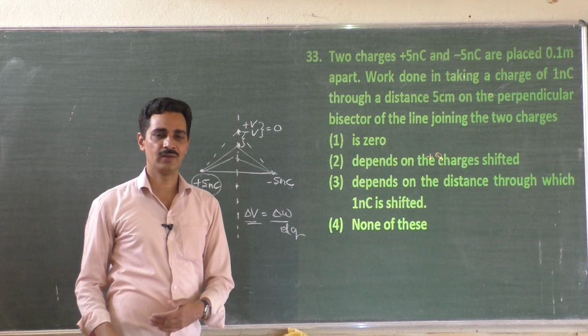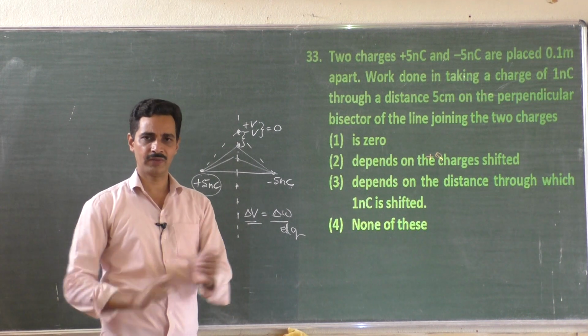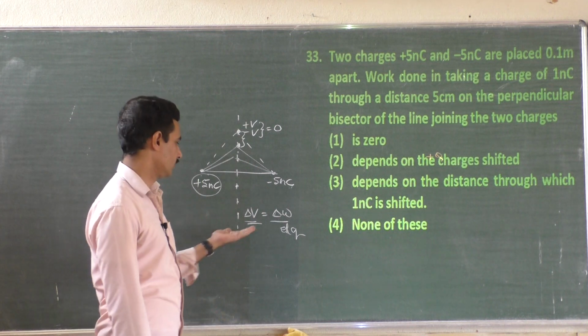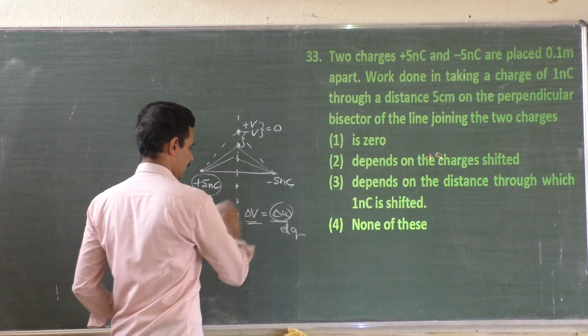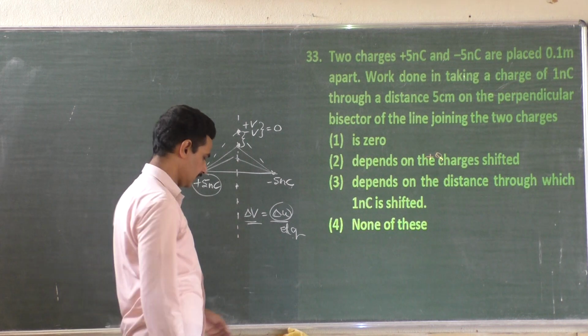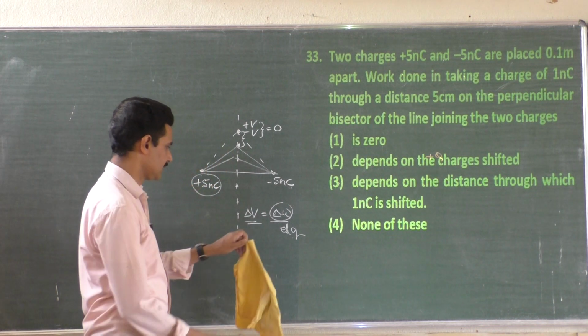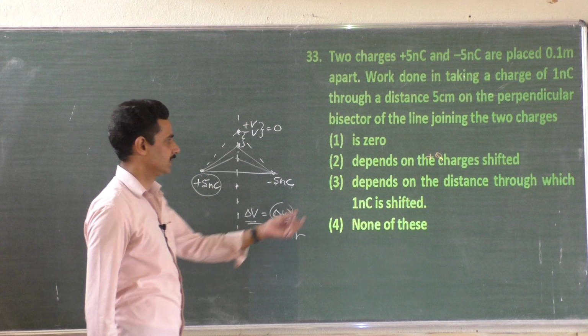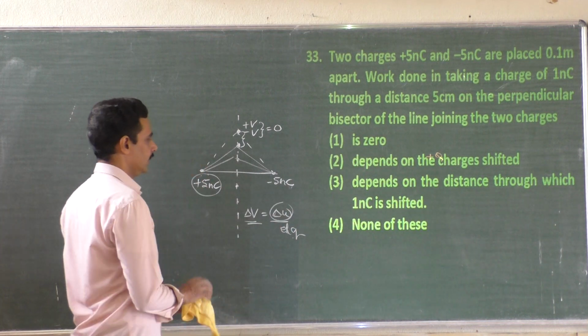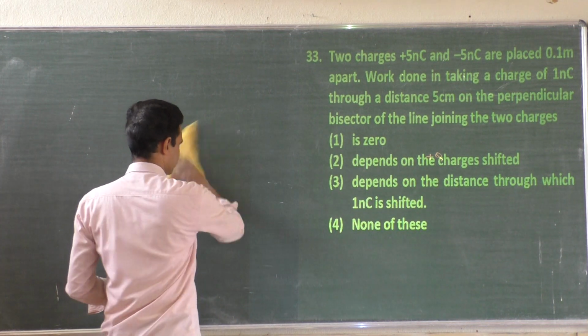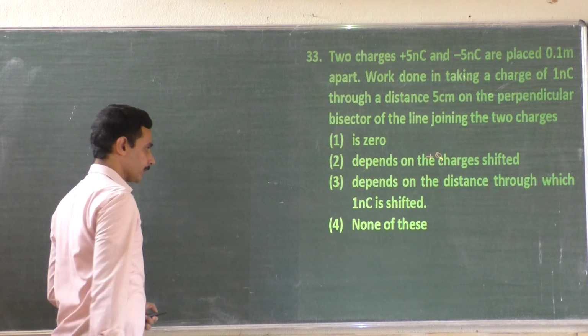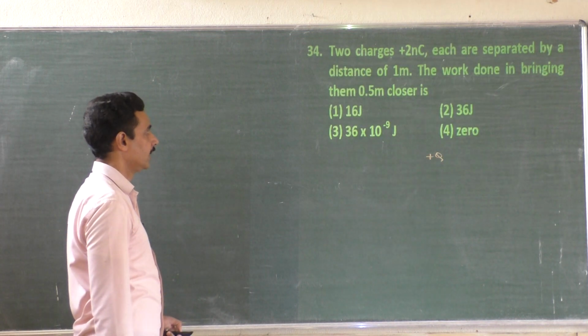Potential difference is 0. The potential is also 0. Difference is also 0. So no work is done, because delta W is equal to delta V into delta Q. Delta V itself is 0. So no work is done. Option is 0, right? First option. Okay. Again, next problem.